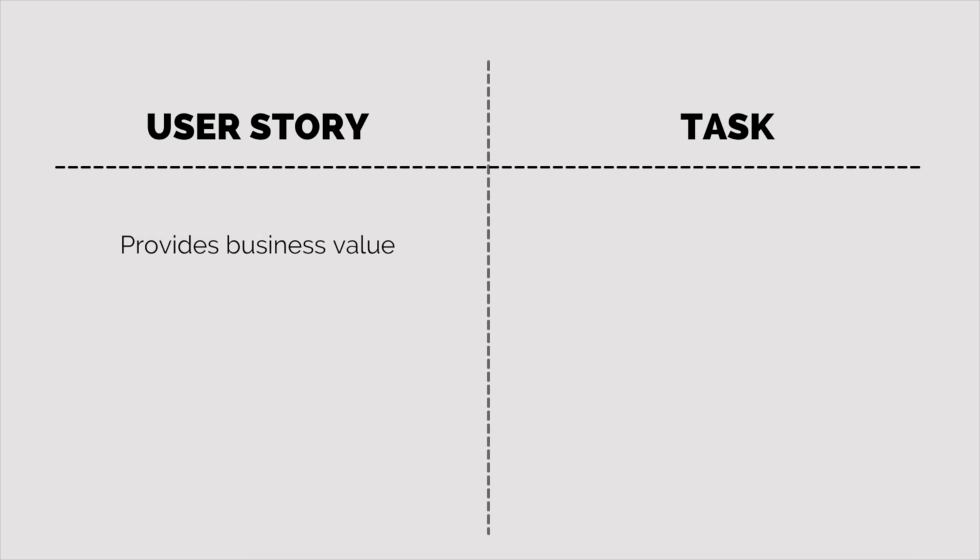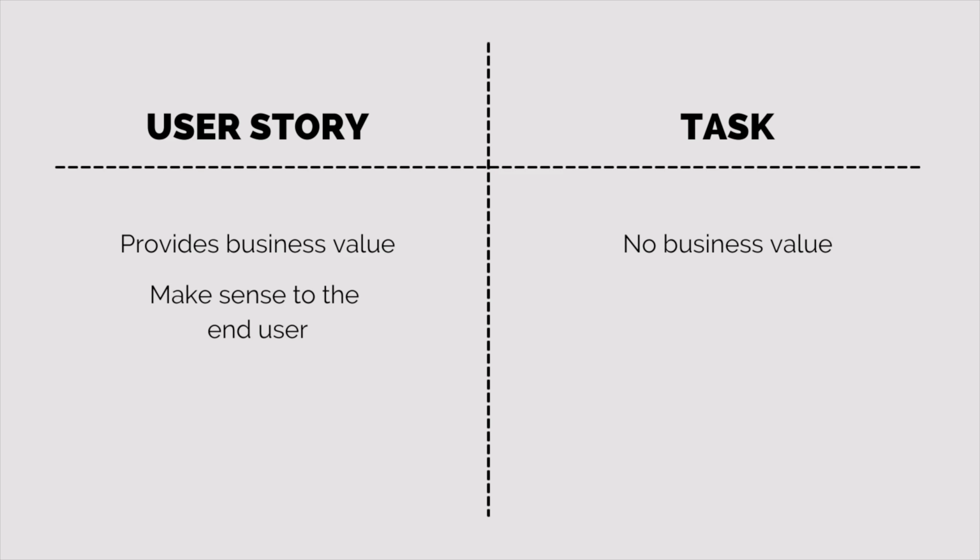Let's have a look at the difference between a task and a user story. Now, you won't believe the number of people I worked with in the past who didn't know the difference. A user story provides business value. A task, on the other hand, does not provide business value on its own. A user story is something that an end user understands. A task, on the other hand, is a technical or non-technical activity required to complete a particular user story and usually does not make sense to the end user.